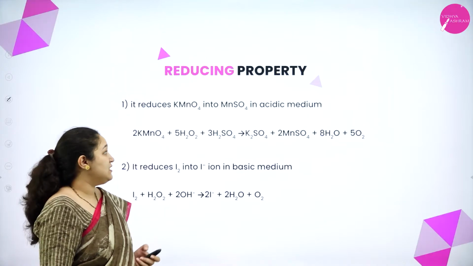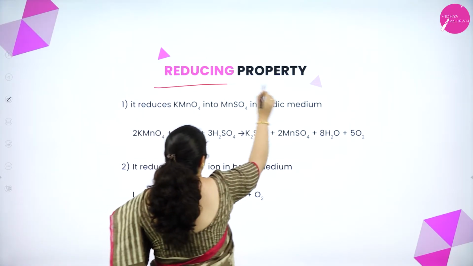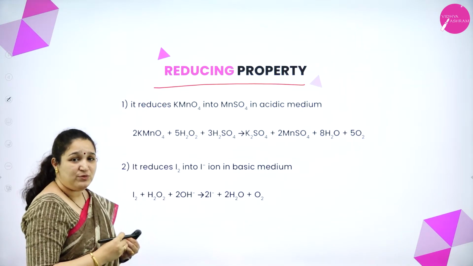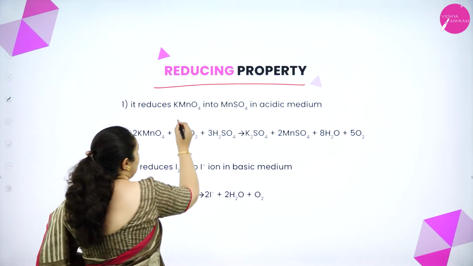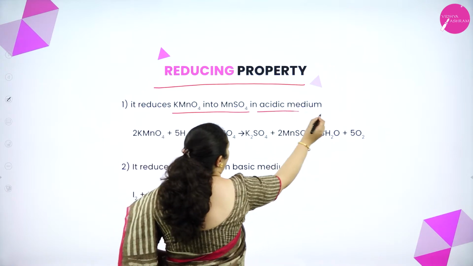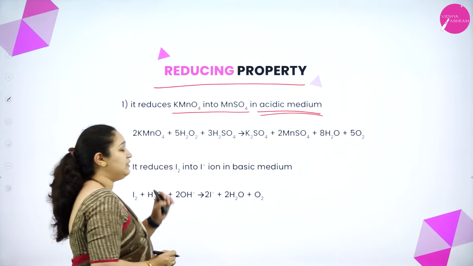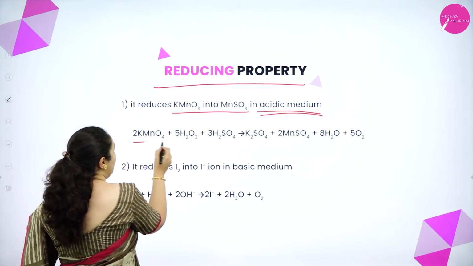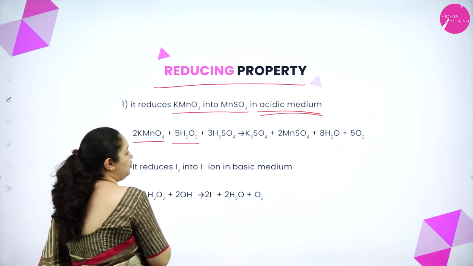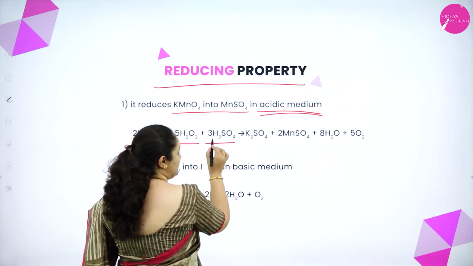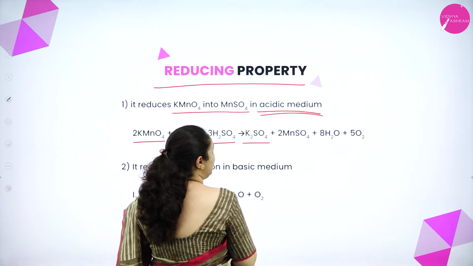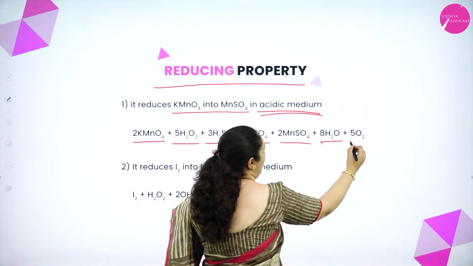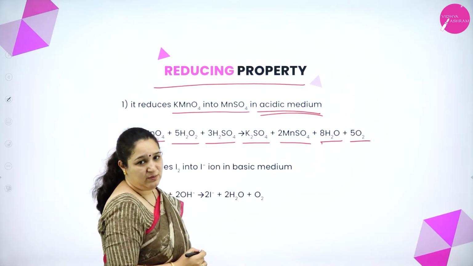Fine. Next is about the reducing property of hydrogen peroxide. Potassium permanganate gets converted into manganese sulfate in acidic medium when it is treated with hydrogen peroxide. You can see the reaction here, KMnO4 with H2O2 acidified, that is H2SO4 is there, it gets converted to potassium sulfate, K2SO4, MnSO4, water and oxygen gas is liberated.